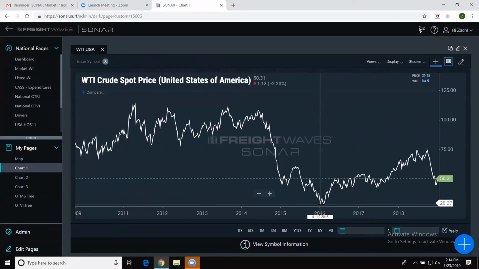Yeah, you can see this is actually a good example of why they shut down all the oil production, because the price per barrel was $28. Right. They would have lost money had they produced oil at that price. Right. So not good for the oil companies.